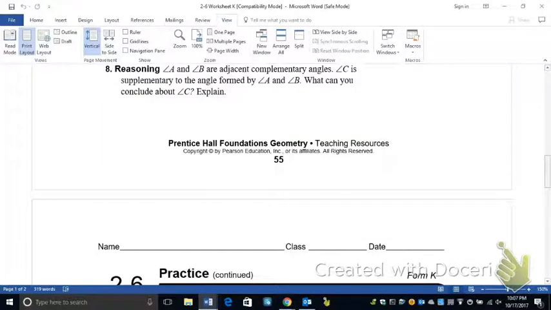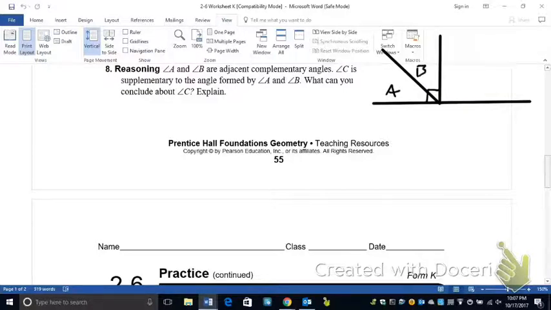Number 8. So here it says that A and B are adjacent complementary angles. C is supplementary to the angle formed by A and B. What can you conclude about C? So what I want to do here is maybe draw a picture. So I'm going to draw this picture here, and I know that A and B are adjacent complementary angles. And that means that together they form a 90-degree angle. So I can go A and B.